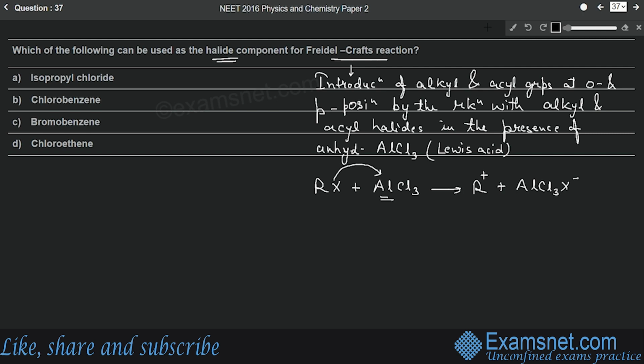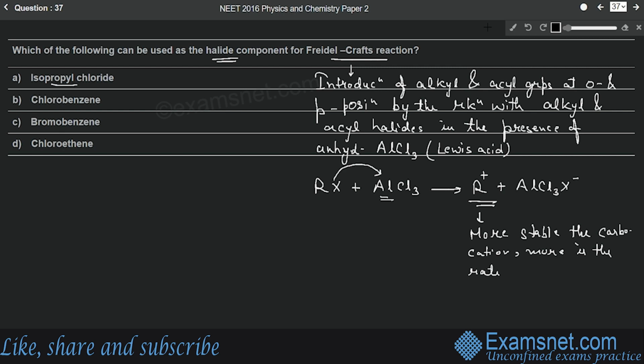Now here the stability of this carbocation will determine the rate of the reaction. That means the more stable the carbocation, the more is the rate of the reaction, because a more stable carbocation is more reactive towards the Friedel-Crafts reaction. Now let's check which of the given options will give the most stable carbocation.